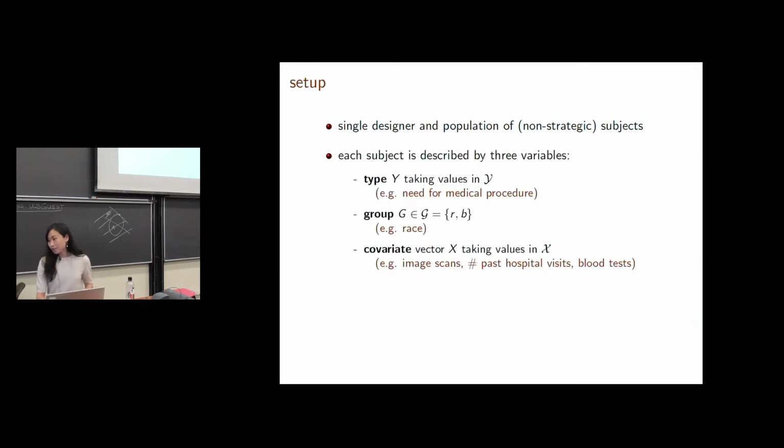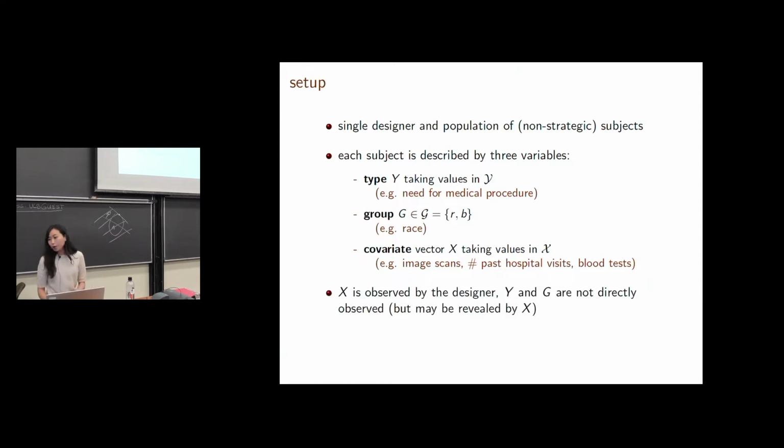Each subject is described by 3 variables. So first, there's a type Y. You should think about this as what the algorithm is trying to predict. For example, in the medical case, we might think about that as the true need for the medical procedure. There's also a group identity, for example, a race. And finally, a covariate vector, and here I'm using the econ term. You can also think about it as a feature vector. So it's a covariate vector describing all the information that's on file about the subject.